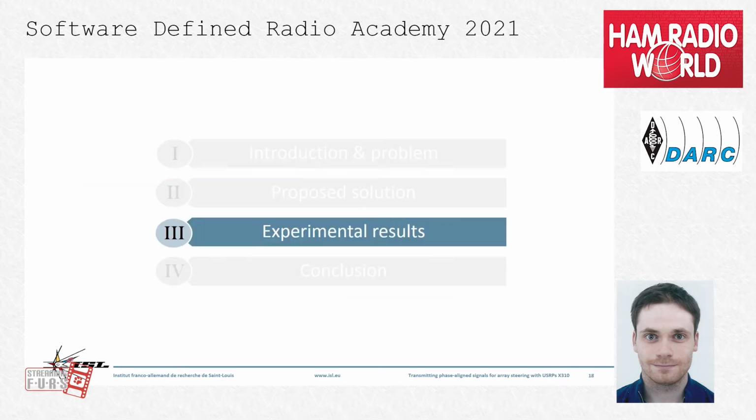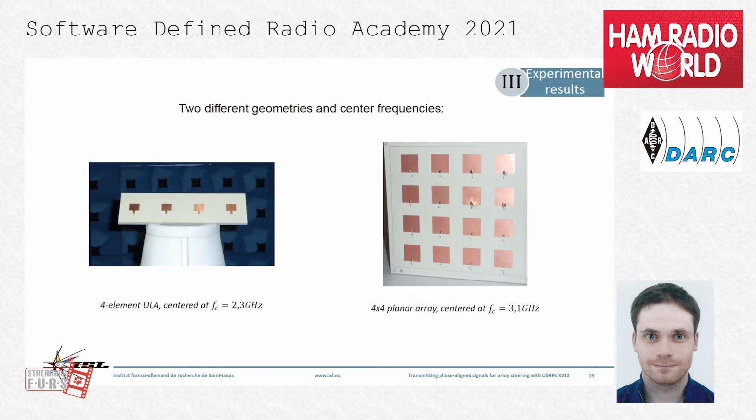Okay, let's see some of the experimental results we got. All the presented tests used the 4 available channels of our 2 USRP X310s, so only 4 antenna elements. However, we used 2 antenna arrays, a 4-element linear array designed for a 2.3 GHz working frequency, and a 4x4 planar array used at a 3.1 GHz working frequency.